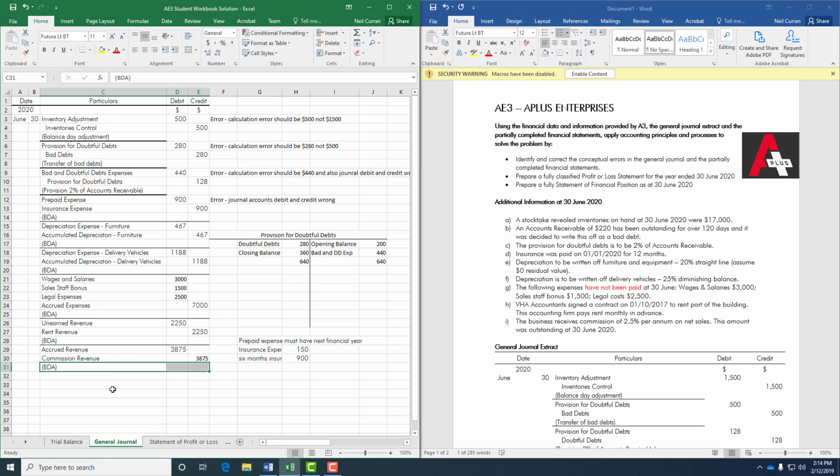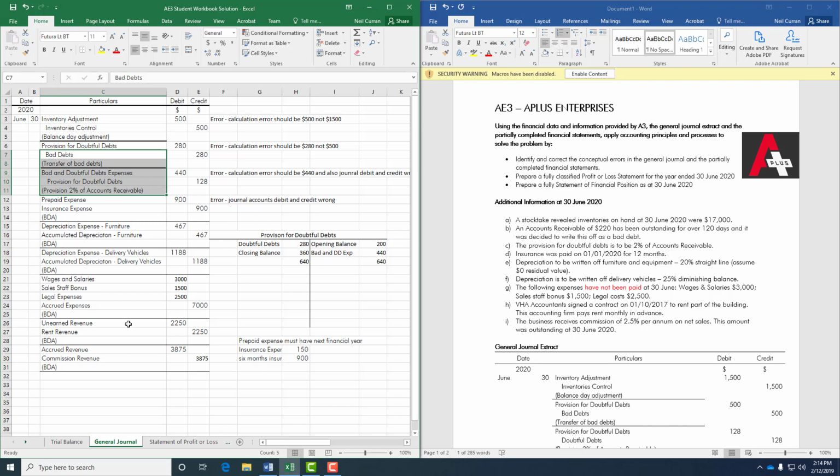Okay, so you can see here that we've got an accumulation of just about every type of balance day adjustment you can have. So if you look in your workbook, you can have a prepaid expense, which we have, accrued expense, which we have here. We've got an unearned revenue, an accrued revenue, we've got depreciation, and also your bad debts, your provision for bad debts as well. So you're going to have to know all of these ones for the exam.